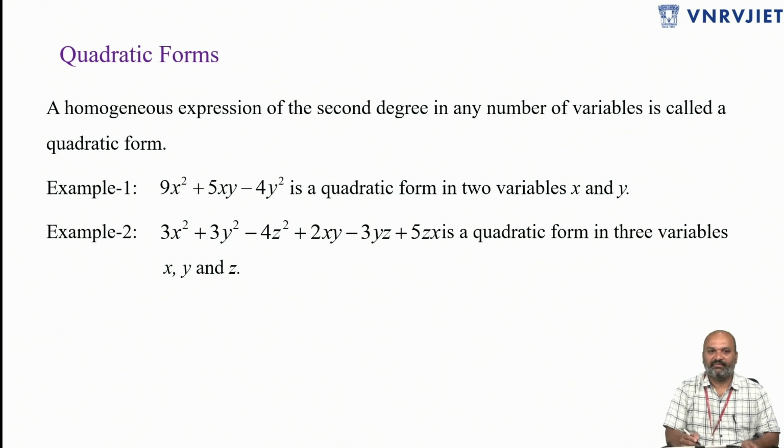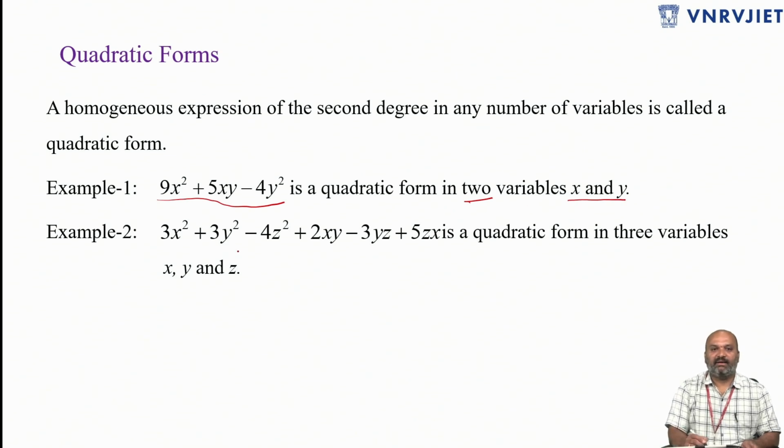A simple example, example 1: 9x square plus 5xy minus 4y square. Observe here, the first term 9x square, the degree of this term is 2. And the second term, x and y, the variables occur as a product, x power 1, y power 1, so 1 plus 1 is again a second degree term. And the last, y square, is also second degree. So every term has the same degree, that is 2. It is a quadratic form in 2 variables, since it involves only 2 variables x and y.